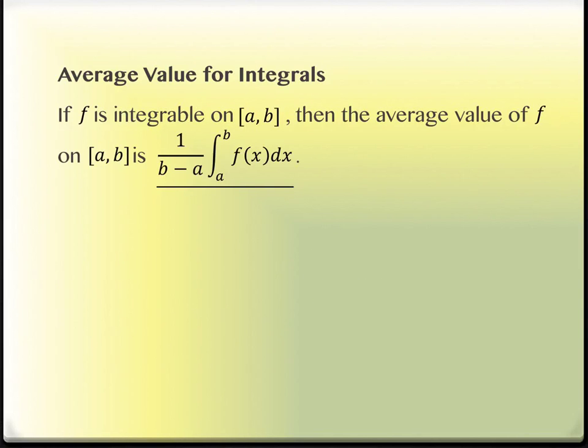All right, there's one more piece of information in this section that we're going to take a look at, and it's not a difficult thing. And there's a visual that I want to describe to you before we do our example. All right, so here we have, if f is integrable on [a, b], so that means we can integrate, then the average value of f on [a, b] is 1 over b minus a, integral from a to b of f of x dx.